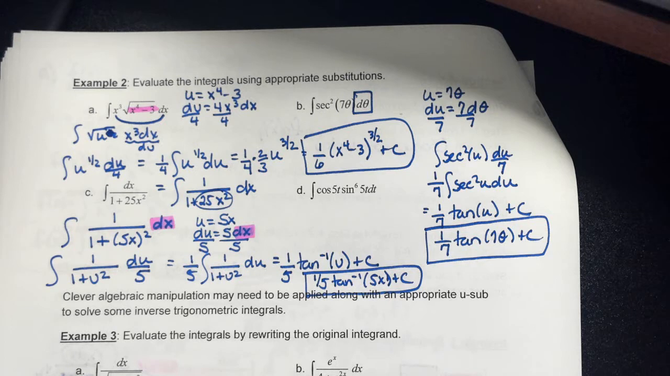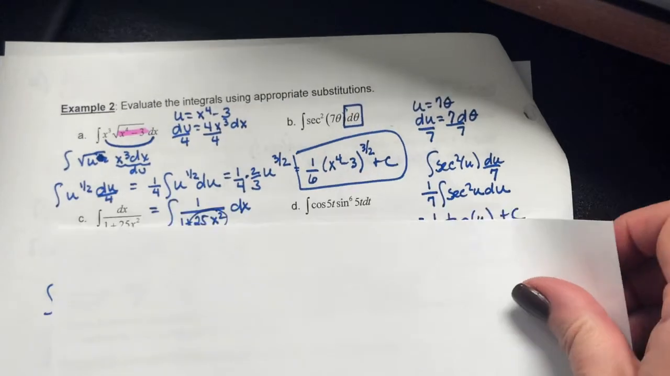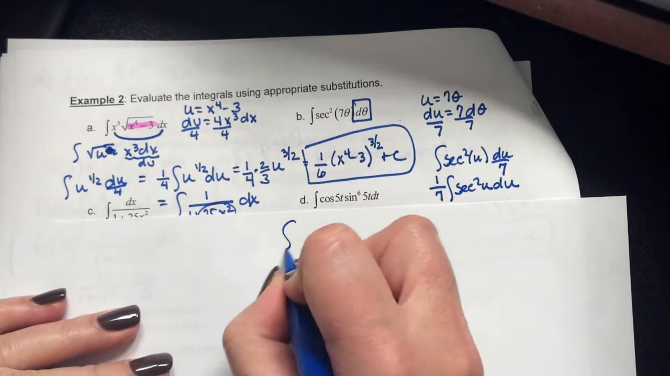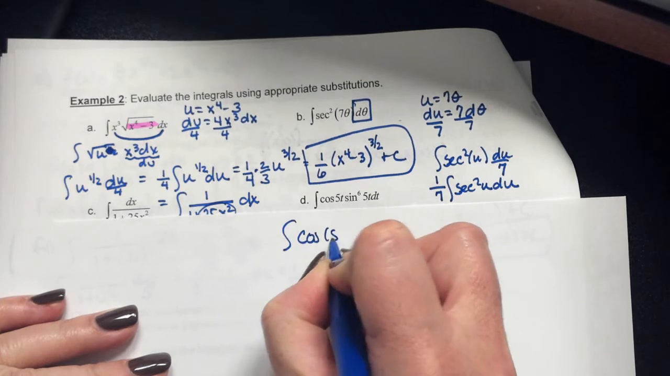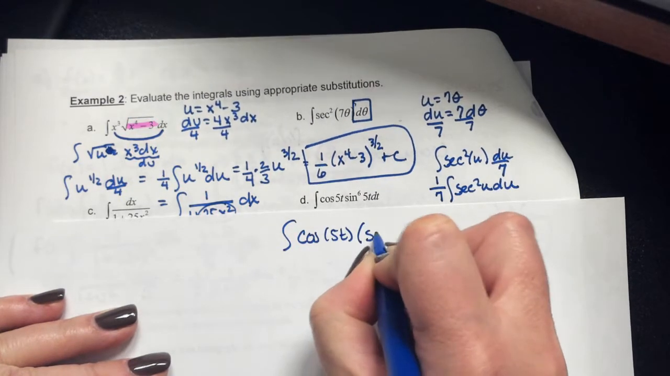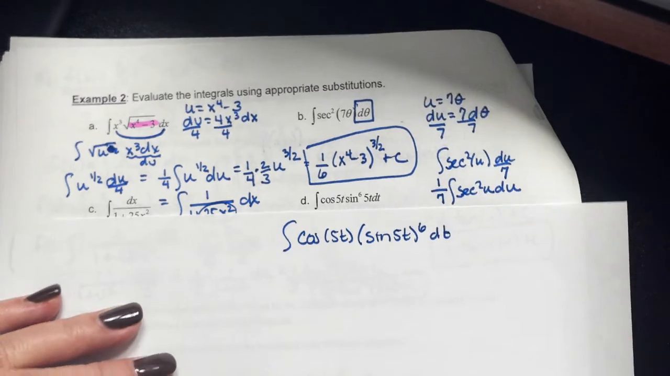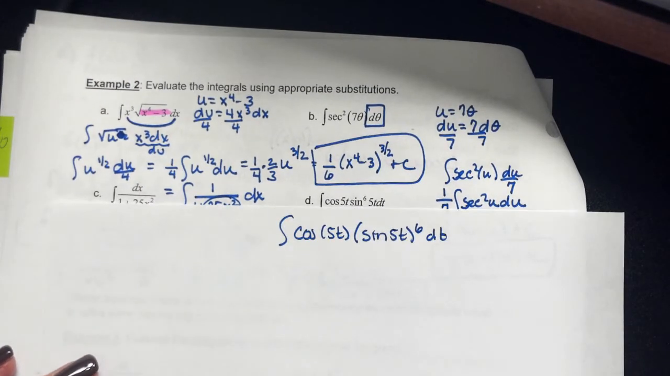All right, look at D. Any thoughts on what you think u is going to be equal to? I ran out of room, so I'm going to get a separate sheet of paper here. Now, remember trig notation, guys. When you see sine to the 6th of 5t, remember you have cosine of 5t times the quantity of sine of 5t to the 6th power dt. Remember that sine to the 6 is actually the quantity.